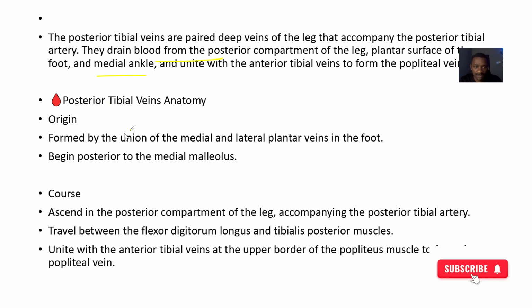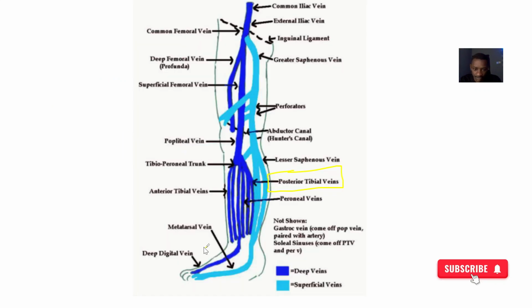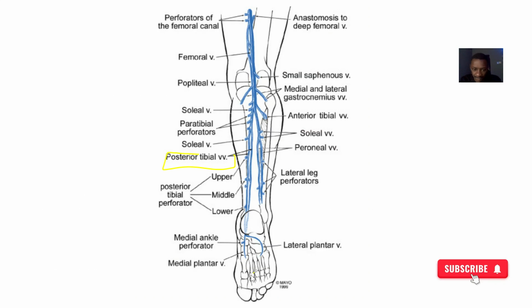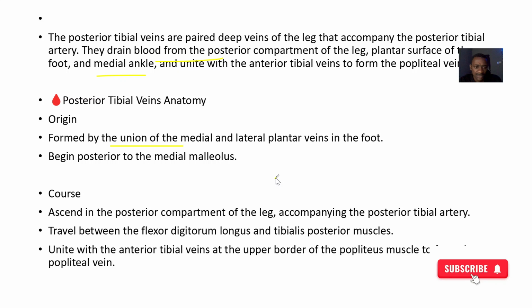The posterior tibial vein is formed by the union of the medial and the lateral plantar veins in the foot. Down here, though not labeled well, you can see the medial plantar vein and the lateral plantar vein. They are the ones that come together to form the posterior tibial vein. Okay, so it ascends in the posterior compartment of the leg, accompanies the posterior tibial artery, and travels between the flexor digitorum longus and the tibialis posterior muscles.